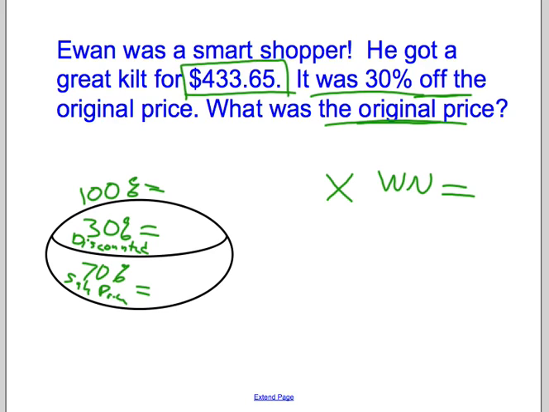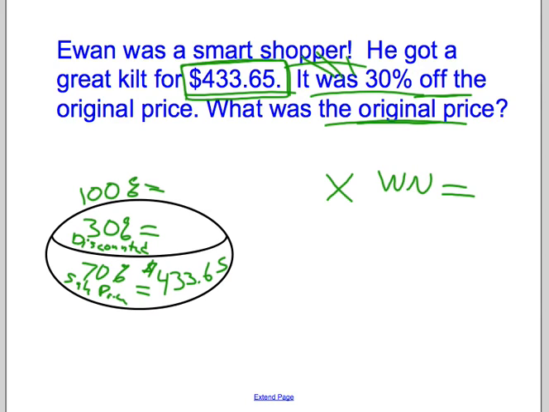$433.65 is what he actually paid. It's not the amount off. So this value and the 30% do not match up. 30% is the number off. 433 is what he actually paid. So that 433 goes with the sell price. That's what goes in with the sell amount.